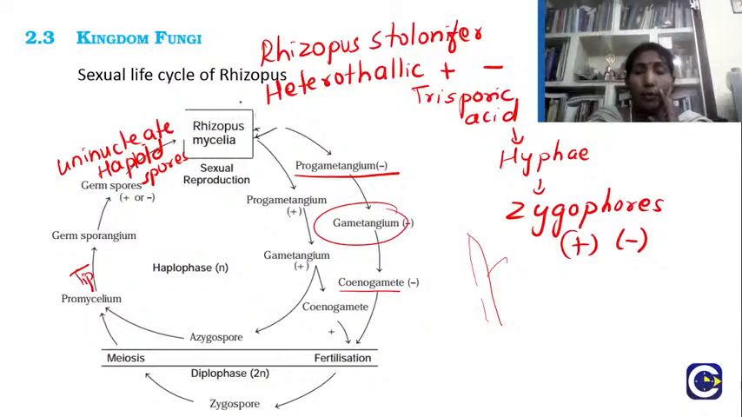These develop into a new mycelium. That is the story. So in Rhizopus sexual reproduction, first because of that acid, they develop subaerial structures, zygophores. When they come in contact, progametangium, then gametangium, and the remaining part is the suspensor, coenogamete, fertilization, diploid zygote, which undergoes meiotic division at the zygospore stage. Then promycelium, germ sporangium, then uninucleate haploid germ spores, and a new mycelium.